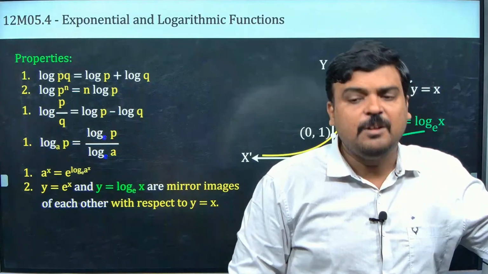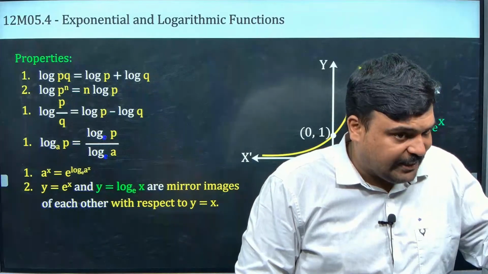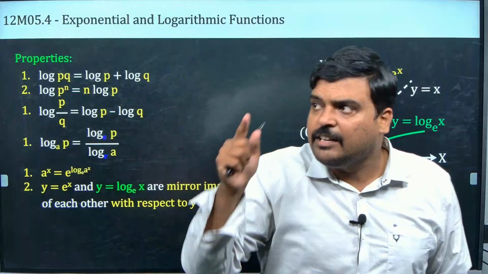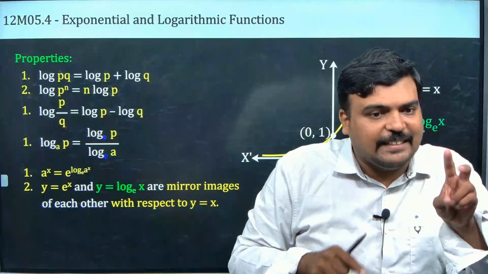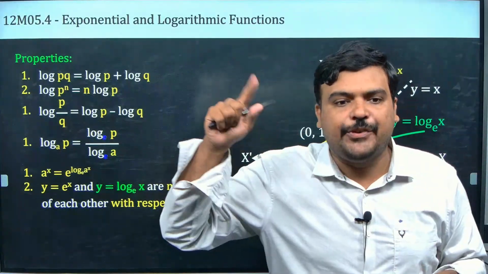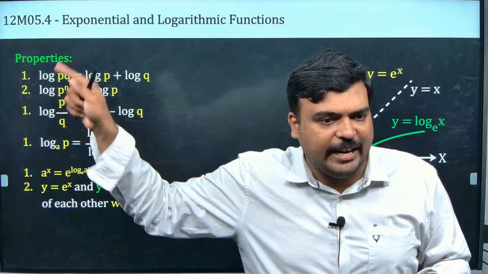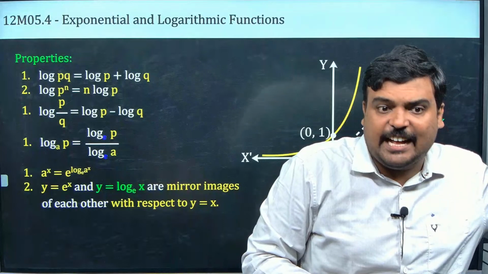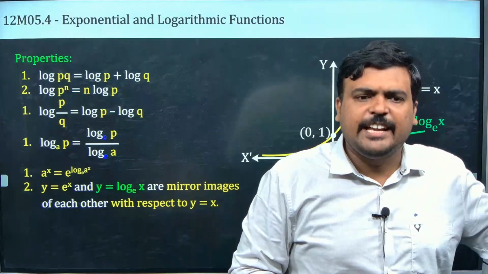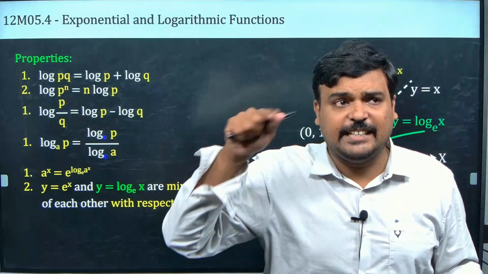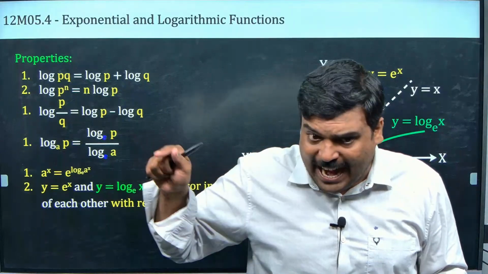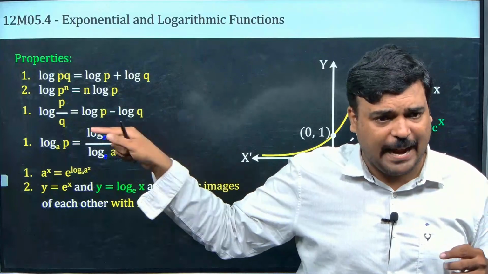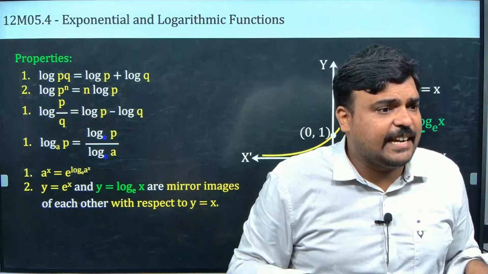Idukku appuram enna pannom, what happens if two functions are in multiplication, that is u v or u by v. So u v irundha rendu function product la irundha u dash v plus u v dash nyabagam iruka, correct? If two functions are in division, that is u by v, what is that? U dash v minus u v dash by v square. Are you getting this, guys?